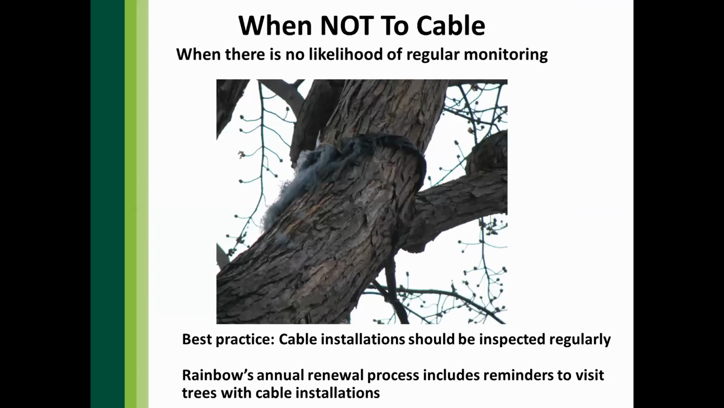Another time not to cable is when, in your judgment, it's pointing towards there's no likelihood of regular monitoring, because best practice, through ISA or ANSI standards, is to have regular inspections of the cable system and the tree that it's been installed in. Like, you can see this dynamic where the material's all frayed. It looks like squirrels have been chewing on it or whatever. Clearly that's not going to have anywhere near its original capacity, holding power or function.